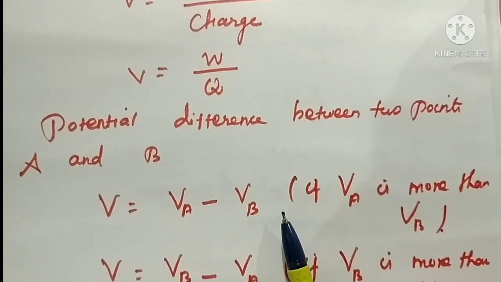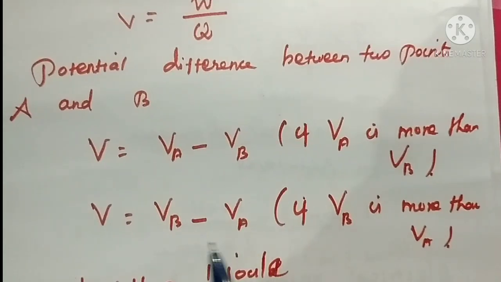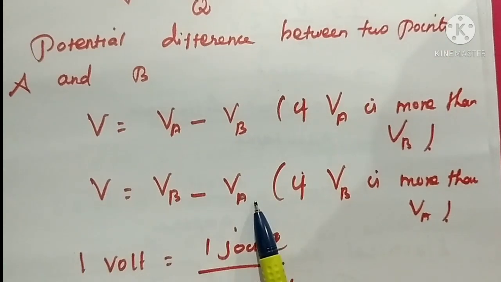Now if the potential at point B is higher, how will you calculate the potential difference? V is equal to VB minus VA. The potential at point B is greater, so VB minus VA. That is, the potential at point B minus the potential at point A.